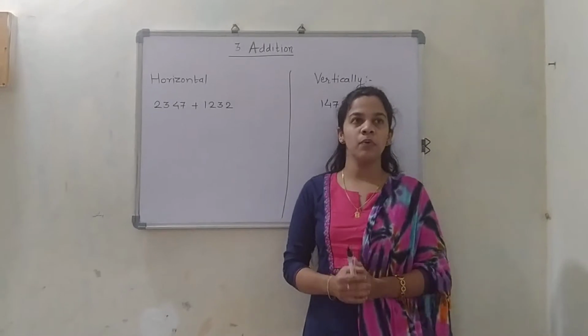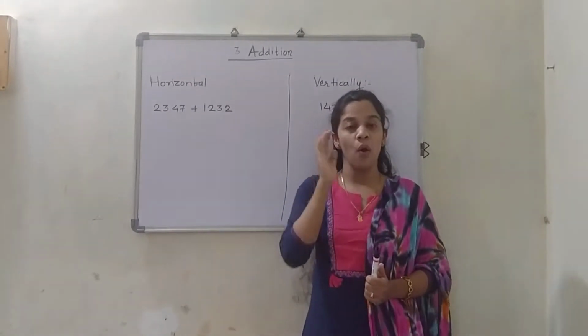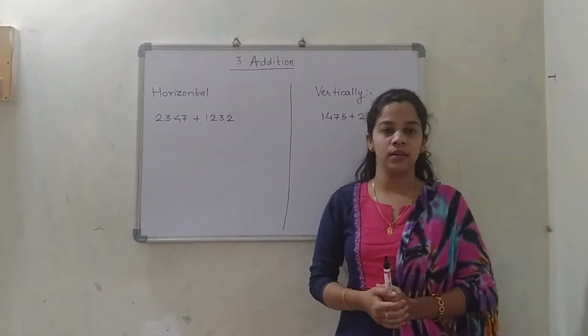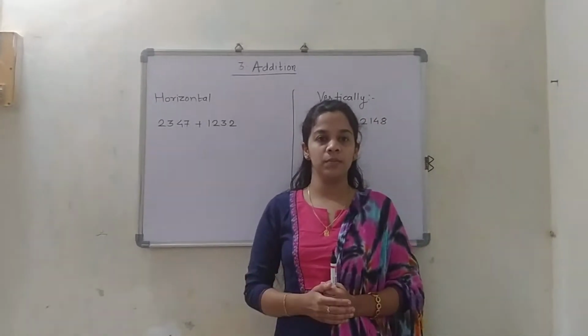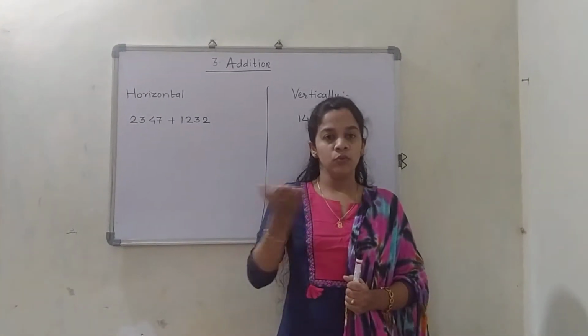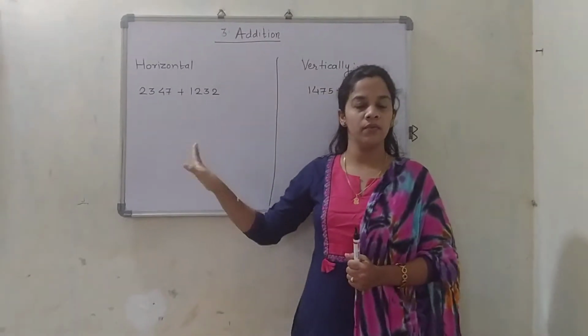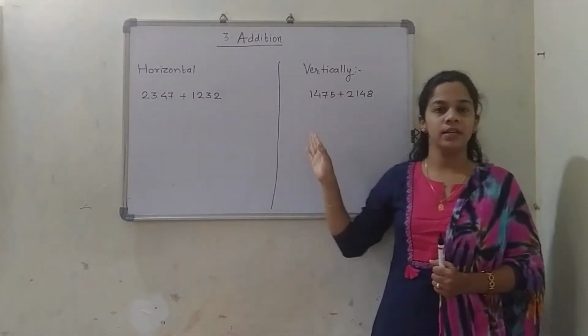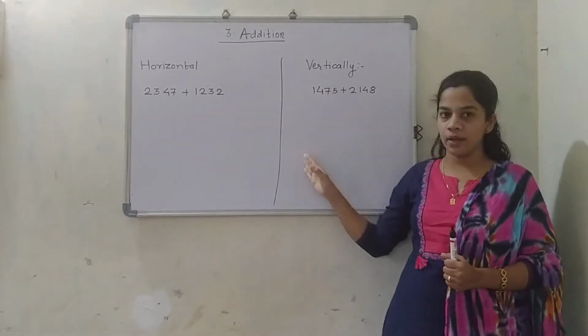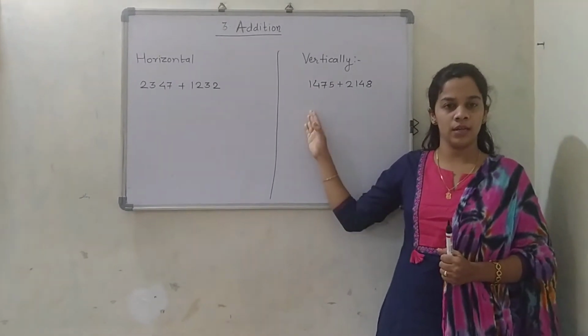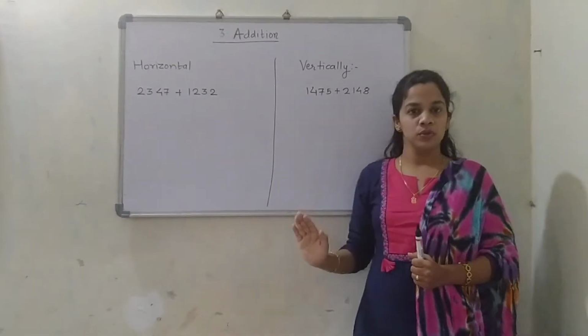So the first point from it is we are going to add horizontally and vertically. Now, horizontally and vertically means what? Horizontally means you are going to solve in such a way, the one way which is given on the board, the same way you are going to solve. And vertically means you are going to arrange one above another and then you are going to solve it.